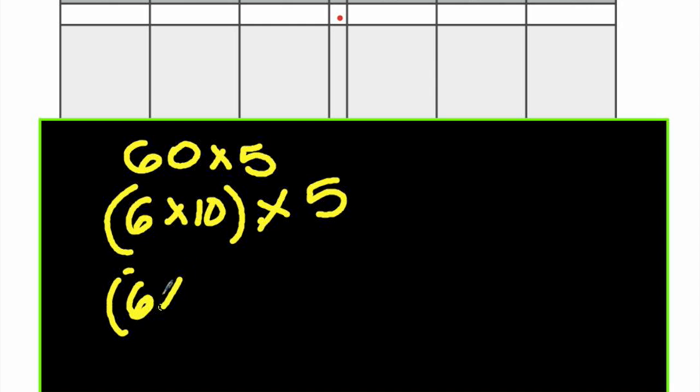6 times 5 is 30, and then you have the 0, which would make it 300. 6 times 5 is 30. 30 times 10 is? What's 60 times 5?